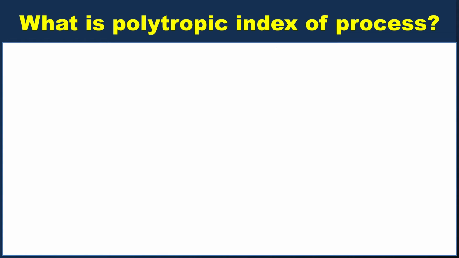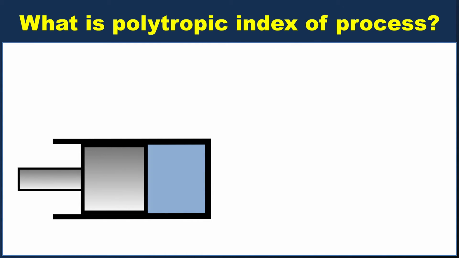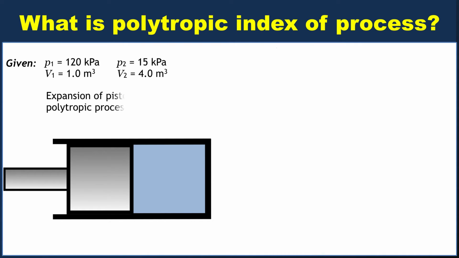Let's get some practice computing a polytropic index for a process. We can consider a piston that's expanding so that the gas in the cylinder has lower density, and if this is done in such a manner that it is a polytropic process, then if we know the pressure and volume at the beginning and the pressure and volume at the end, we ought to be able to figure out the polytropic index as long as we know that it is a polytropic process.